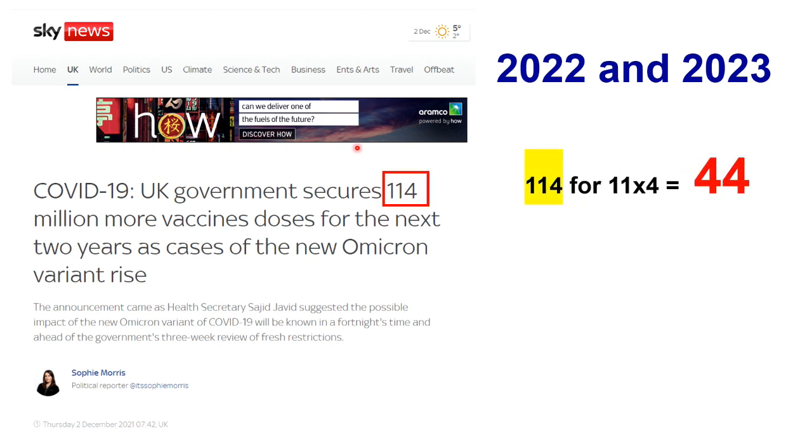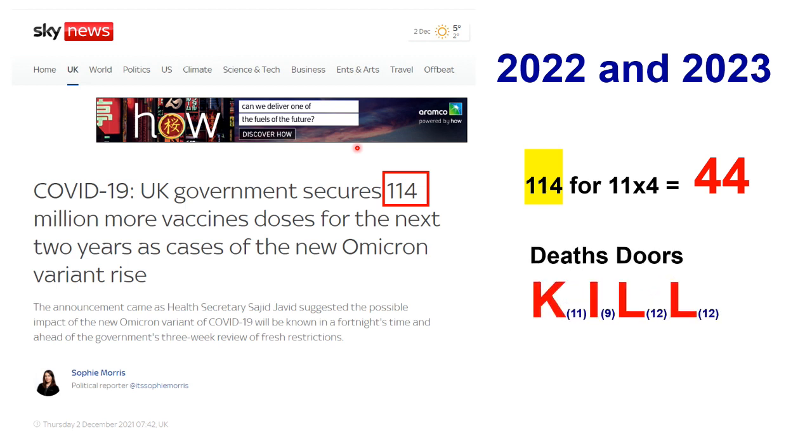But look at the number. 114, 11 fours are 44, which is our death's door number, also known as the kill number, because kill is 11 and 9 and 12 and 12 for 44. So there we go. Jabs forever, guys. More and more control. How people are putting up with this, I just don't know.